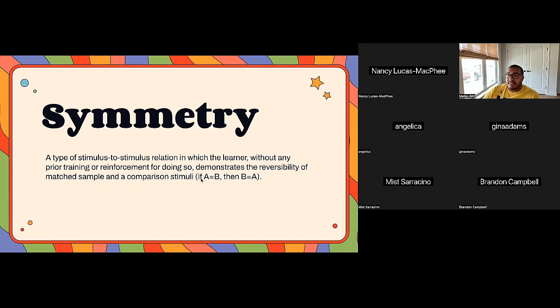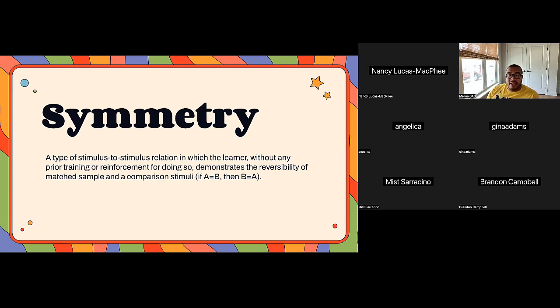What the Cooper book says is if A equals B and this A equals B is trained, because we can't have it unless it's trained, then we have reversibility, which is B equals A. A lot of you have probably been taught that symmetry is just A equals B. That's not entirely true. That's partially true, but it's not entirely true. As you can see here, the Cooper book, the definition tells us there has to be reversibility. If I just have A to B, there's no reversibility. That does not, I repeat, it does not meet the definition of symmetry. Symmetry is one direction taught, the reverse direction derived.